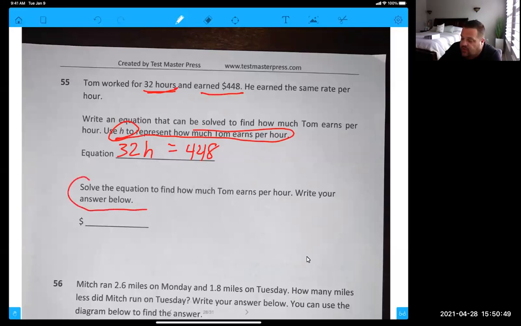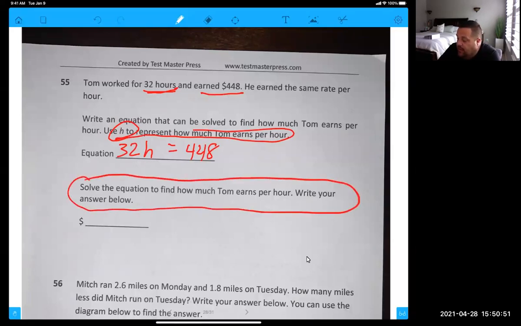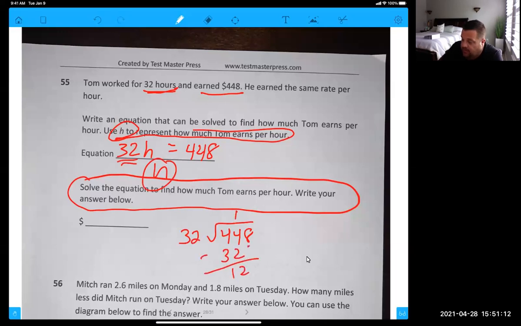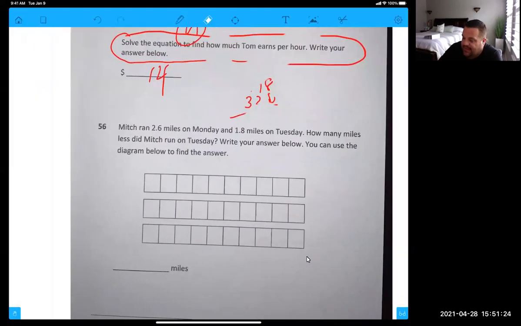So now it says down here, solve the equation for how much Tom earns per hour. Well, if you know 32 gets you 448, you just basically have to take your 32 and divide it into the 448 to see what they get for each H by itself, right? So 32 goes in once, gives you 12, drop down your 8, and that would be 4, 8, 12, and 0. So they make about $14 an hour. All right, do number 56.